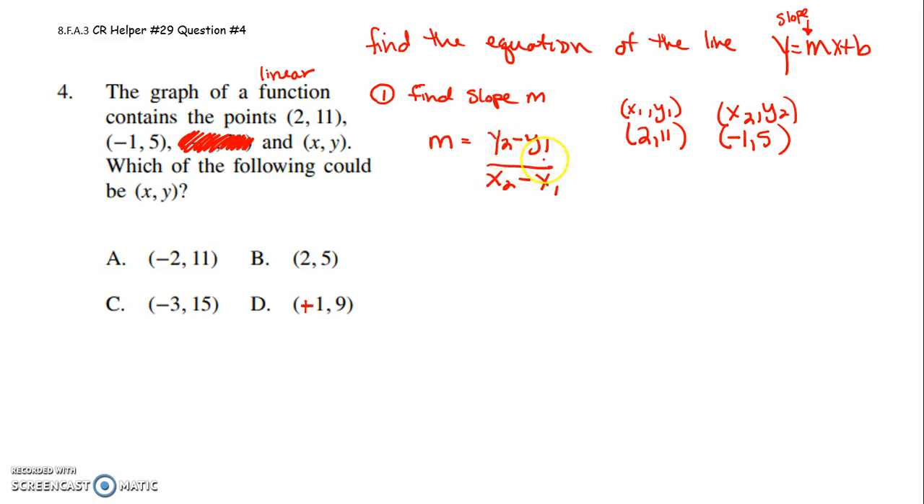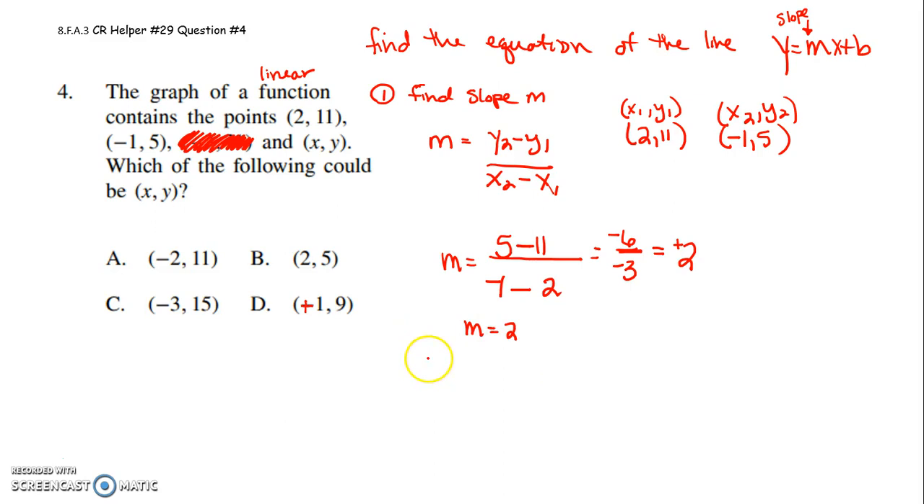So in my slope formula, I have to do y2 minus y1. y2 is 5. Then I subtract whatever y1 is. y1 is 11, over x2 minus x1. My x2 is negative 1, and I subtract my x1, which is 2. 5 minus 11 is negative 6. Negative 1 minus 2 is negative 3. Now this means negative 6 divided by negative 3. A negative divided by a negative is a positive, and 6 divided by 3 is 2. So I've now found my slope to be 2.